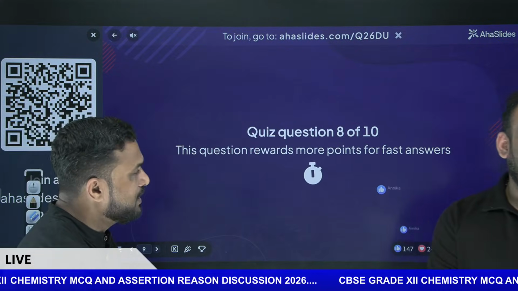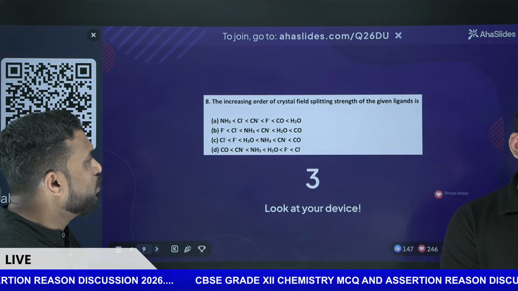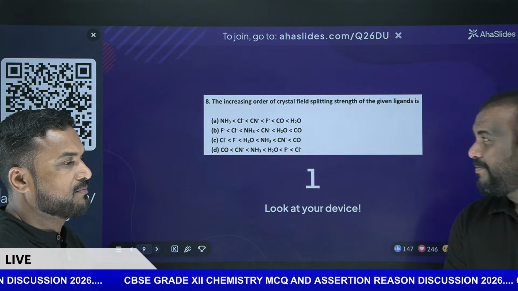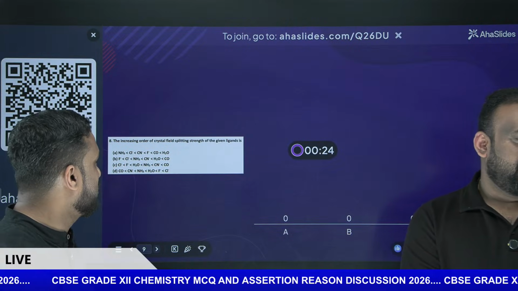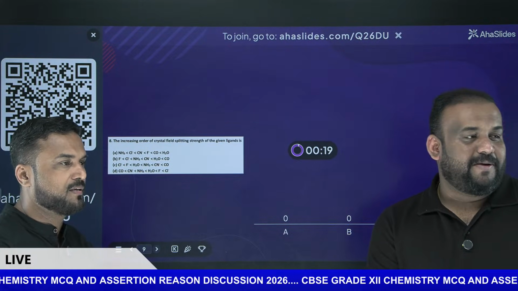Here is the eighth question. The increasing order of crystal field splitting strength, which means the strength of the ligand. Which is the strongest ligand? That order you should remember anyway. This is also a very, very important question they asked.